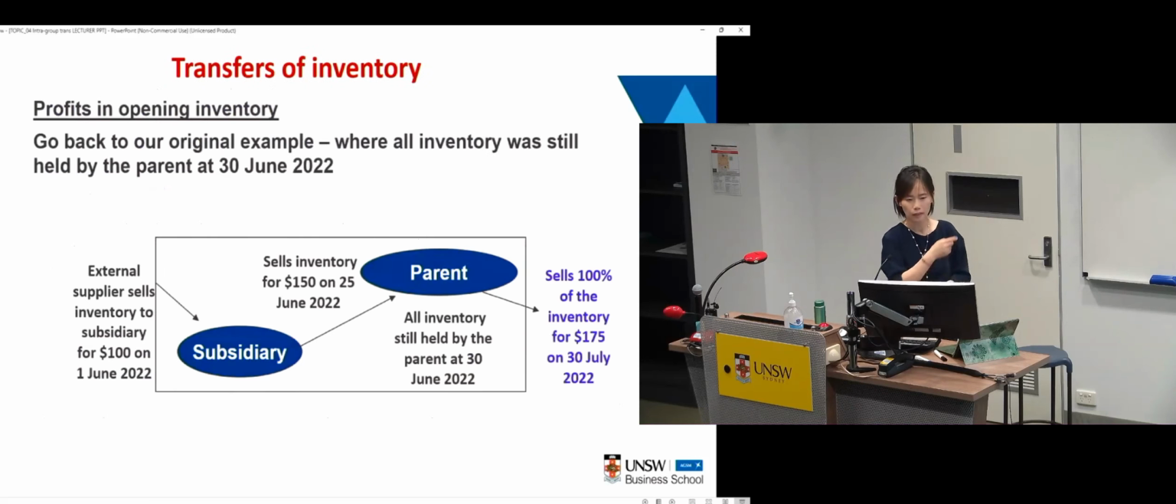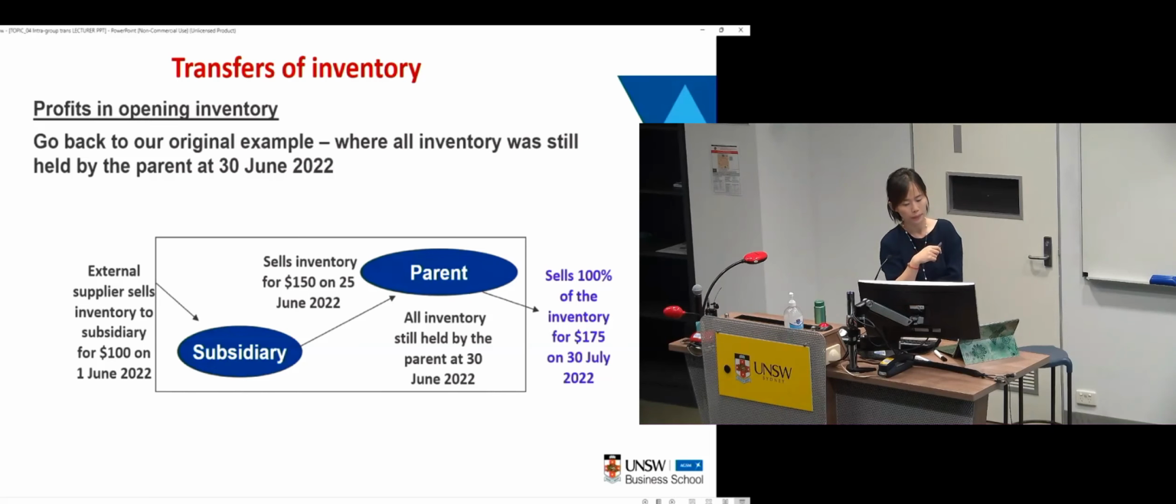Now let's give an example. Let's go back to our original example, the first example we did earlier. The subsidiary acquired the inventory from an entity outside of the group, paid 100. It sold this inventory to the parent for 150. At the end of year 22, all this inventory is still on hand. And then this inventory is sold during the year ended 23.